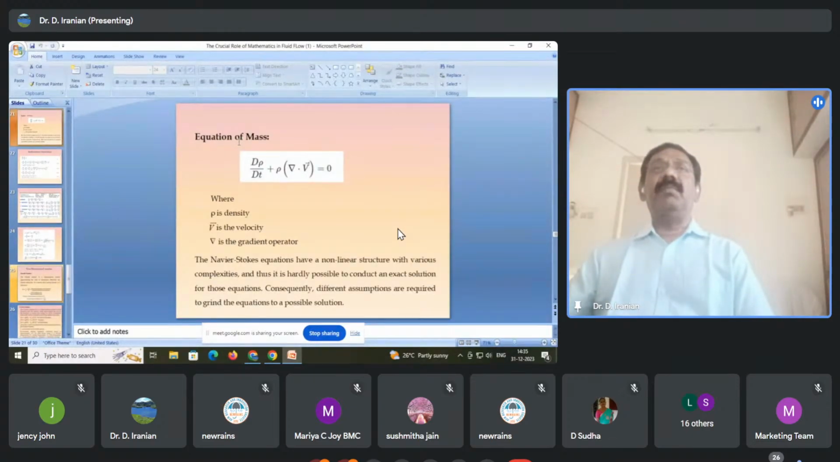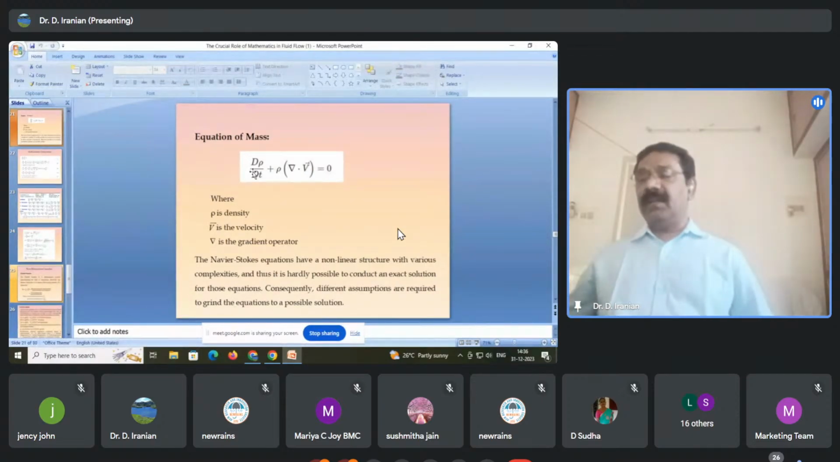Next one, the equation of mass. This equation involves mass transfer. In that, what are the parameters we have here? Density, velocity, and a gradient operator. So these are basically the four equations I am giving here.